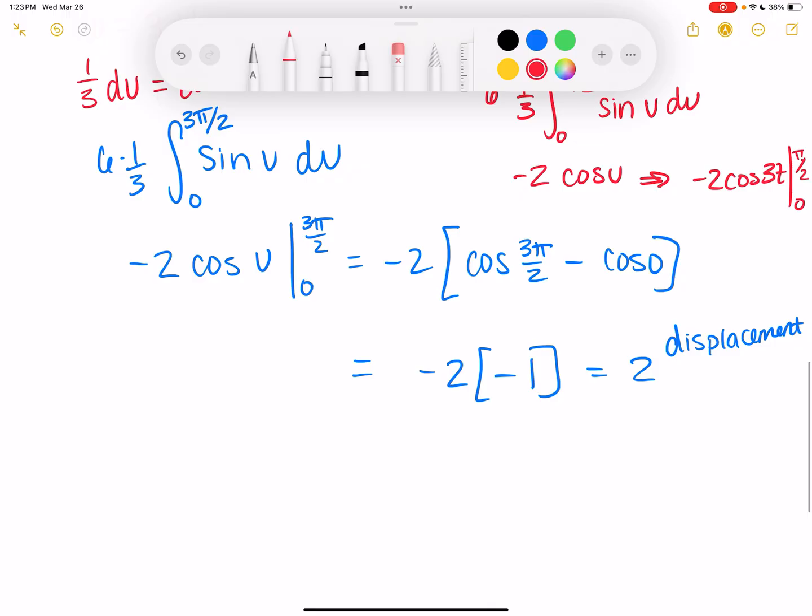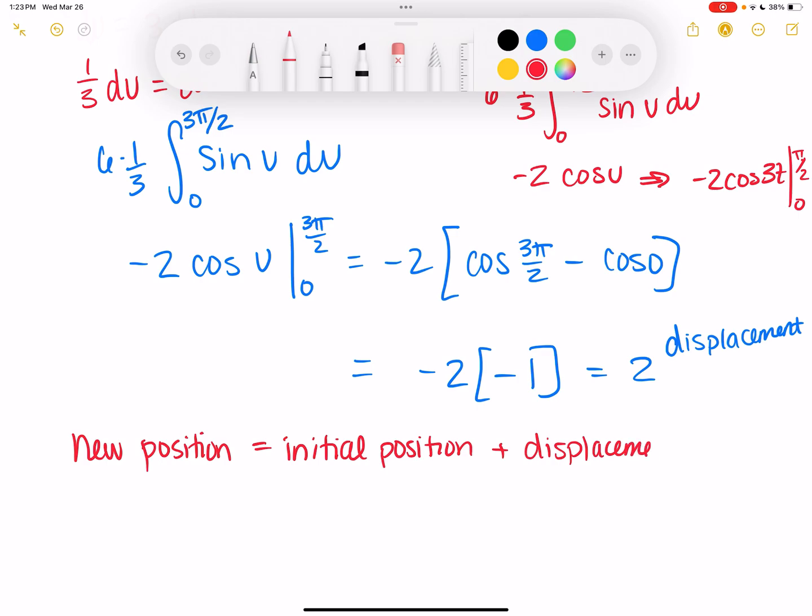New position, and this is only part B, equals initial position plus displacement. The initial position was 3, from s of 0 equals 3. Plus the displacement of 2 is 5. So our squirrel went to 5.